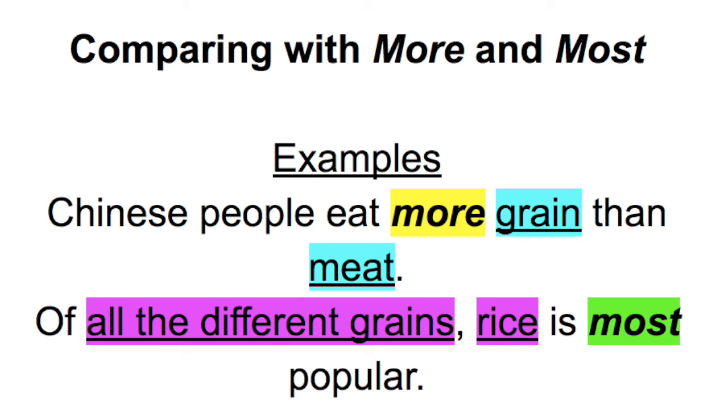All right, and the superlative example is, of all the different grains, rice is most popular. So we use most as superlative because how many things are we comparing? We're comparing grains, all the different kinds of grains. Are there more than 2 types of grains? Absolutely. So because we're comparing more than 2 things, we would say most. We would use the superlative.